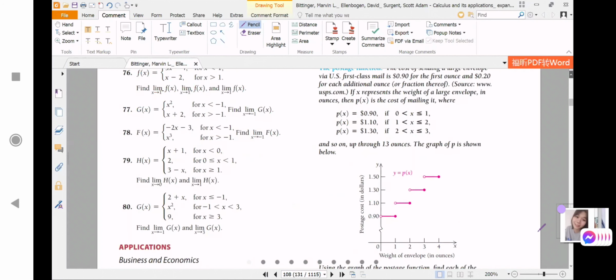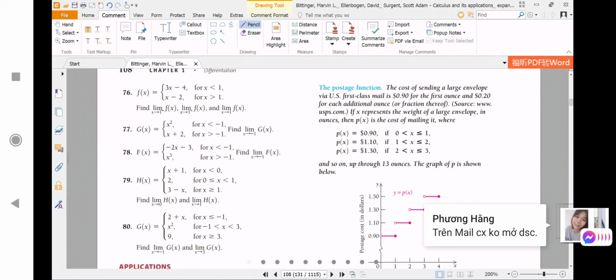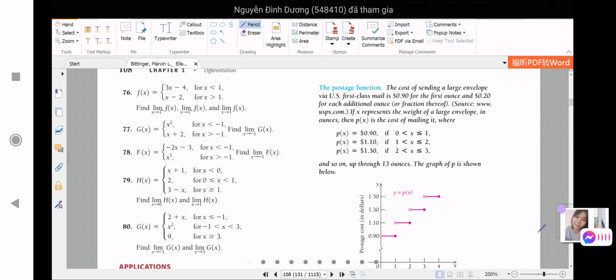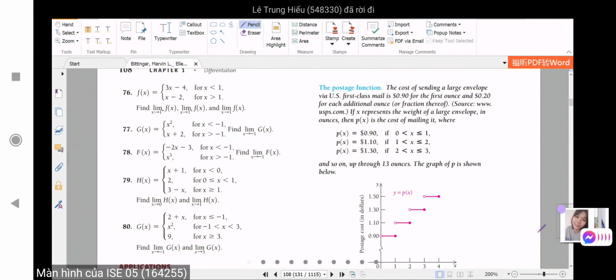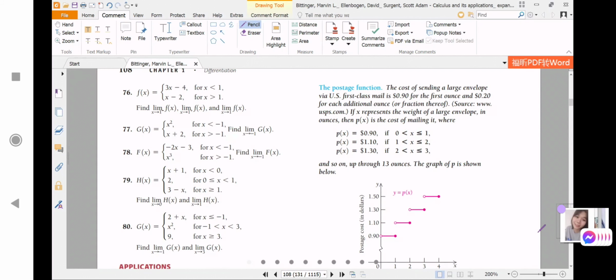Very well. The postage function, the cost of sending a large envelope by US first class mail, is 0.9 for the first ounce and 0.2 for each additional ounce. So you have that means the function p(x).